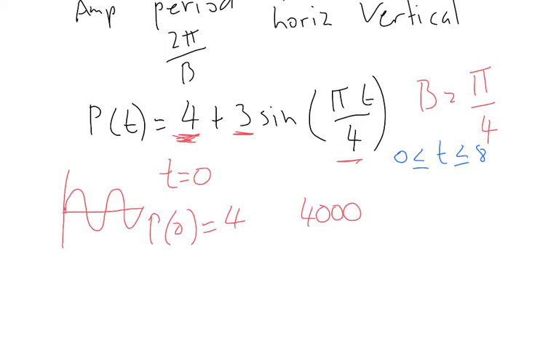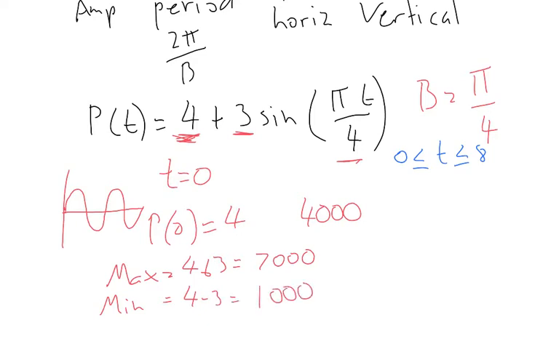Now, we know our amplitude is 3. So that means our max is going to be 4 plus 3, which equals 7, or 7,000, because the question's in thousands. Our minimum is going to equal 4 take 3, which equals 1, or 1,000, because the question's in thousands.